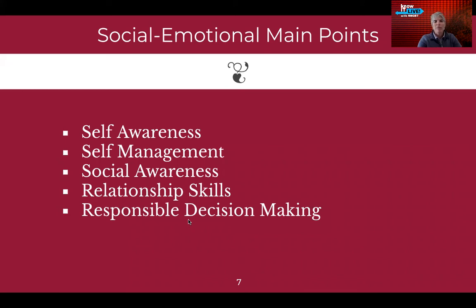Okay, so the 5 main points of social emotional are self-awareness, self-management, social awareness, relationship skills, and responsible decision making. And just reading those as an educator, you can self-define what they mean, but I'm going to go through each one and have an idea of what they mean.